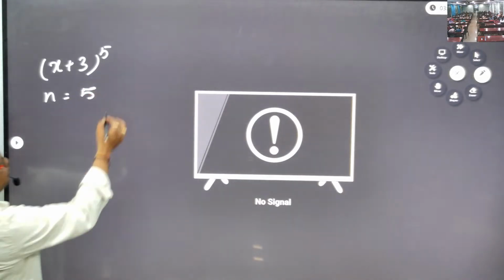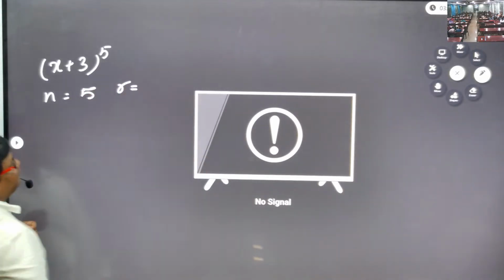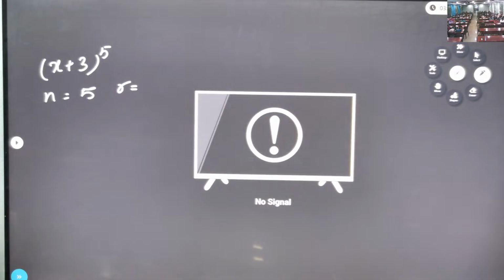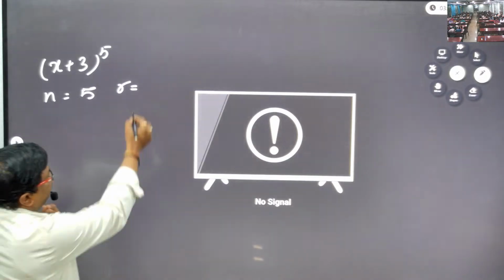R value, from where to where should we write it? 0 to 5. N value is 5, right? 0 to n, correct. Here the n value is fixed. What is the n value? 5. So the r value you have to write from 0 to 5.